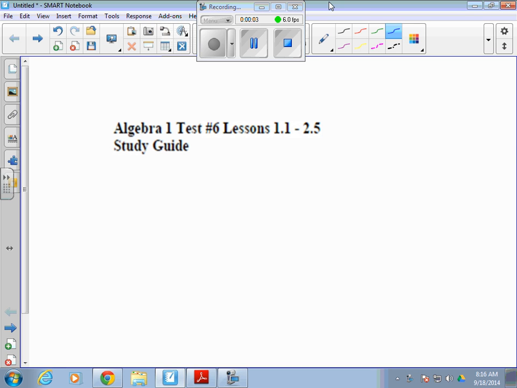This is Algebra 1, test number 6 study guide. We actually finished through lesson 2.7. This says 2.5 through 2.7 division. 2.6 was distribution, or the distributive property, and then 2.7 was division.